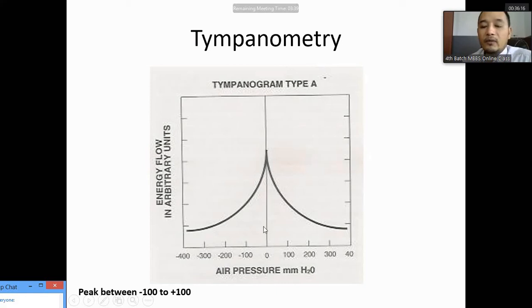In type A tympanogram, when there is negative pressure in the external ear canal, the tympanic membrane is pulled outside, so the compliance is less. But when we increase the pressure from negative to 0, this is the normal, there is no pressure in the EAC canal, then the compliance is highest. That means the tympanic membrane is most elastic and vibrates most and is able to transfer the conducted sound highest at the neutral pressure. And again we increase the pressure, again the compliance and elasticity decreases. This is the normal tympanogram, type A tympanogram.